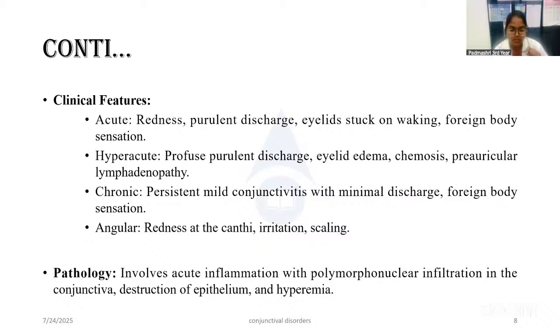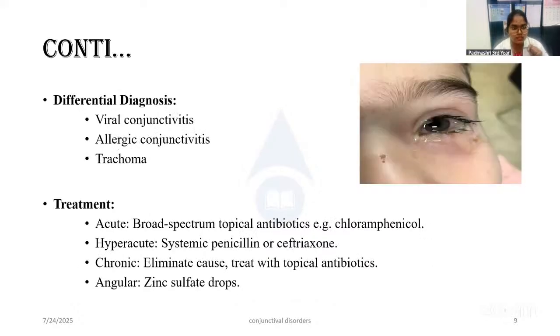So the pathology involves acute inflammation with polymorphonuclear infiltration in the conjunctiva, destruction of epithelium, and hyperemia. What is the differential diagnosis? It is viral conjunctivitis, allergic conjunctivitis, and trachoma.